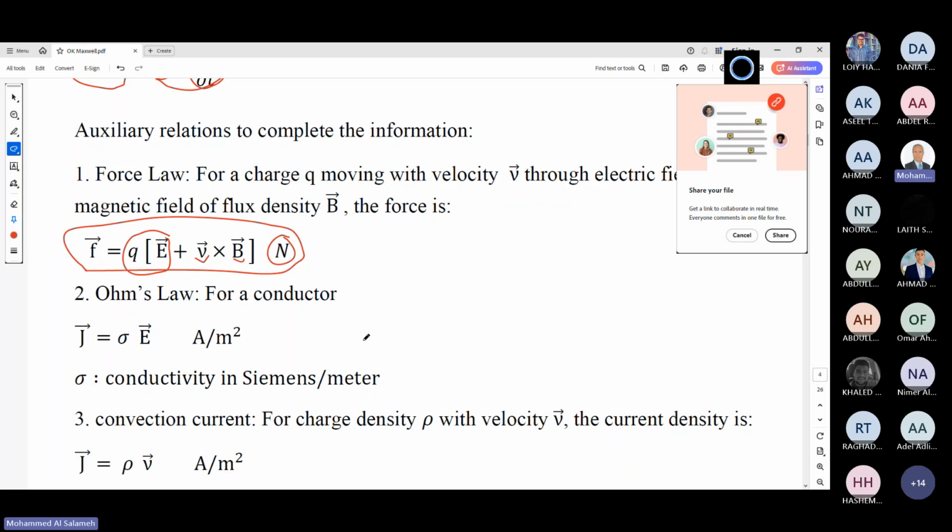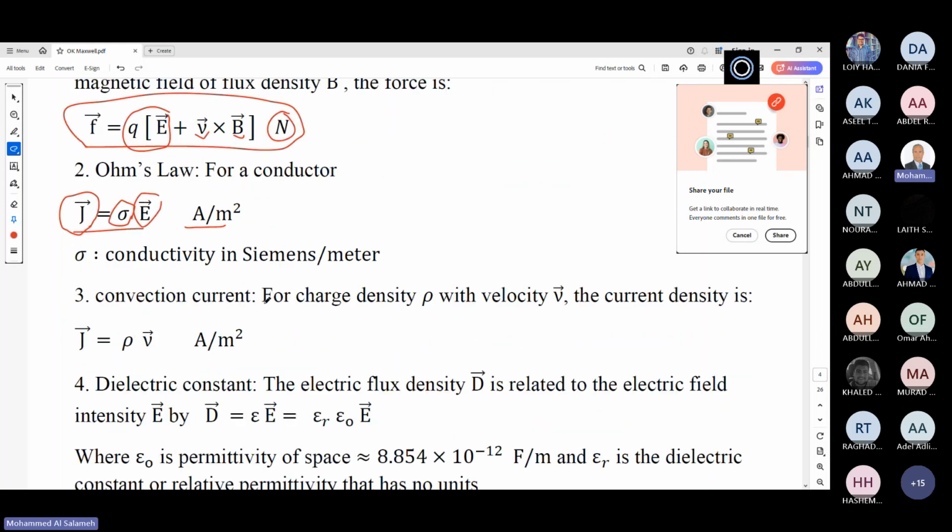Ohm's law for a conductor: J equals sigma E. J is the volume electric current density in ampere per meter squared, not ampere per meter cubed. And sigma is the electric conductivity, Siemens per meter. E is the electric field in volt per meter.